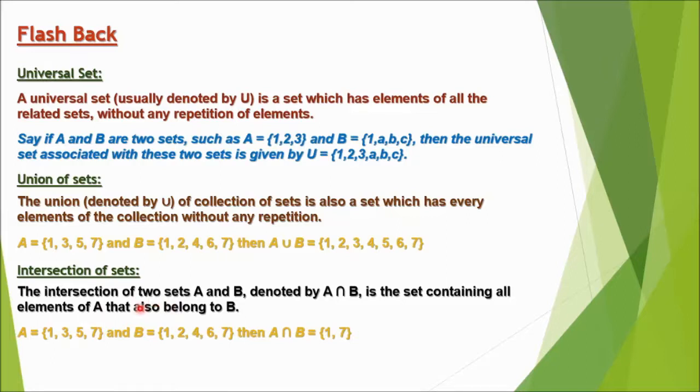Okay, there is 1 also. So 1 and 7 are common to both sets. 1 and 7 are present in both sets. So the intersection of A and B is a new set formed by taking the common elements from the sets under consideration, that is A and B right now. So this is a flashback. So let's move to another slide.